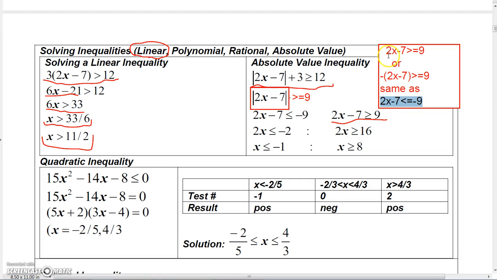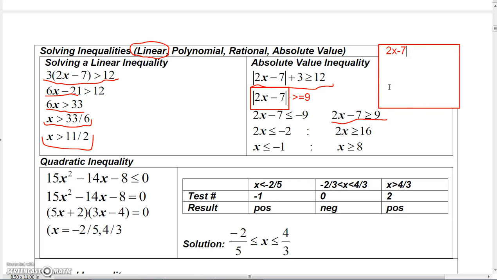Now, you don't have to do what I did here every time. I'm just showing you that this is why it works out this way. So if you have the absolute value of an expression greater than or equal to 9, let me show you like I did with the equation a while ago.